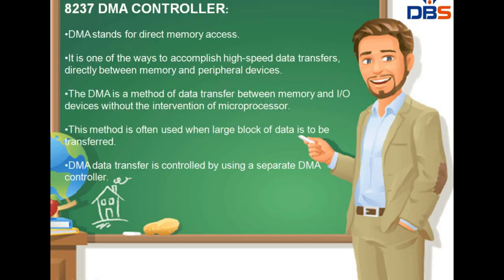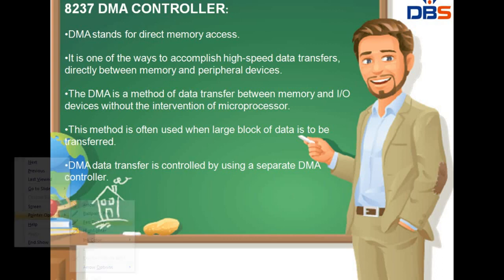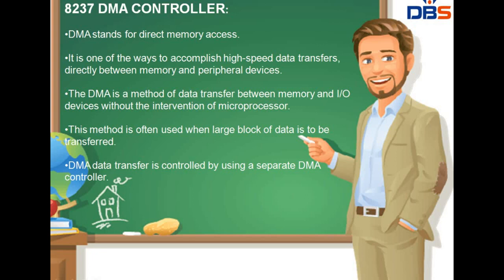First of all, what is DMA? DMA stands for direct memory access, as I told in the previous session. It is one of the ways to accomplish high-speed data transfer directly between memory and peripherals. Whenever we interact with the CPU, it takes more time compared to DMA. So DMA is a method of data transfer between memory and I/O devices without the intervention of the microprocessor. That means we are not including the CPU here.